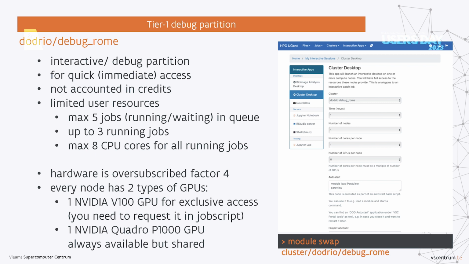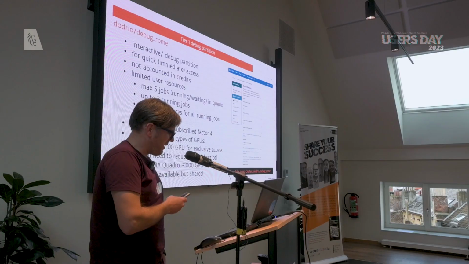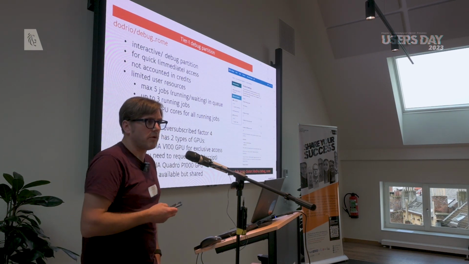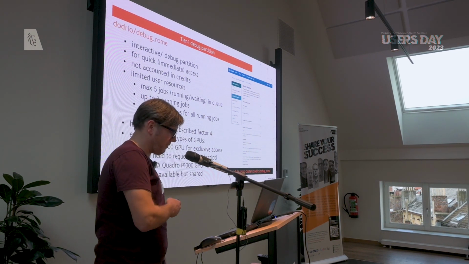The hardware is oversubscribed by a factor of 4, and every node has 2 types of GPUs. There is a somewhat more expensive NVIDIA V100 GPU for exclusive access. You have to request this in your job script. This is like working on the GPU nodes, for those of you who know what that means. And there's this Mickey Mouse-like GPU system, NVIDIA Quadro, this is always available to you, but it's a shared system. So it's less powerful, but you can always use it.